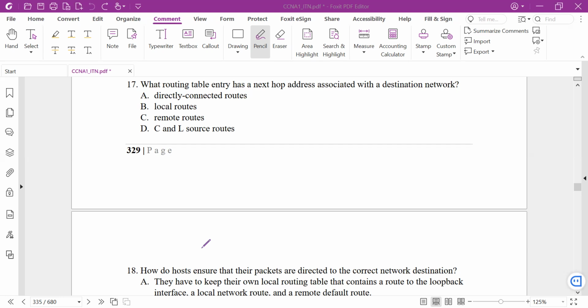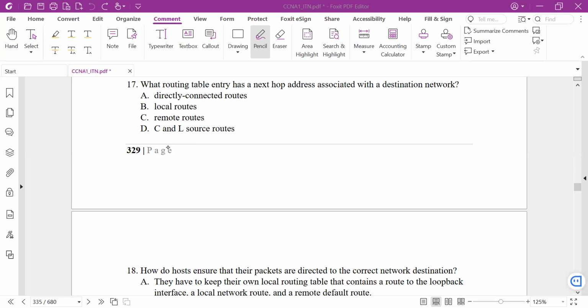Let me see. Okay, my screen is proper. Right. What routing table entry has a next hop address associated with a destination network? So routing table entries, maybe we can start with the types of routing table entries that we have, and what do they mean?